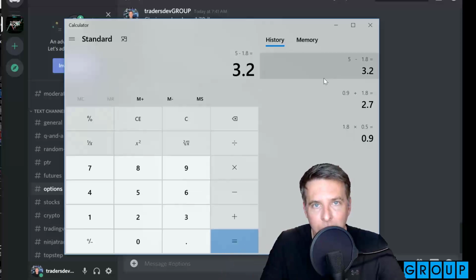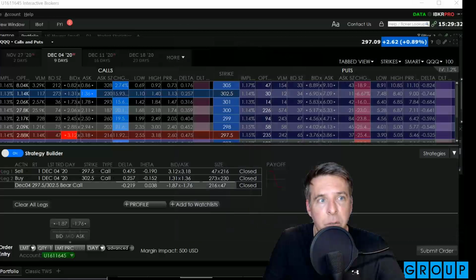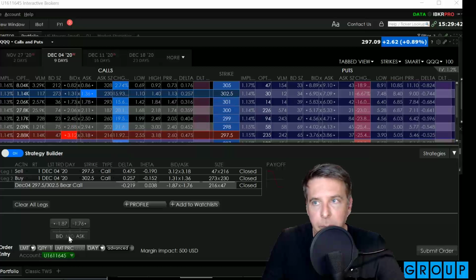That's not how we manage our risk. Okay, the way we are going to manage our risk, so here's the position right here, by the way, just bringing it up. It is short the 297.5, long the 302.5, creating our bear call spread, and right down here the midpoint's about $1.80. I sold it already for $1.80.